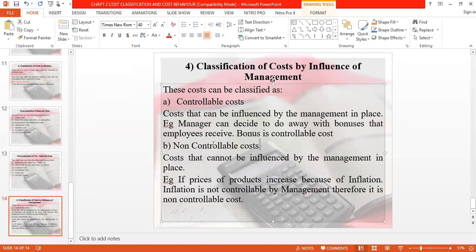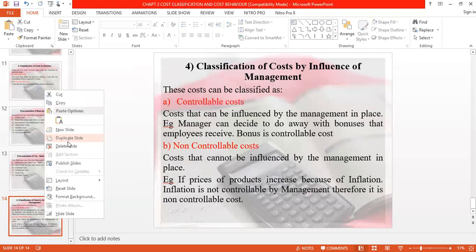So you need to know which costs are controllable. Before you sack a manager, maybe the business is not doing well, you should only blame the manager if the costs were controllable. But if you find that costs went up and the cause of the increment in costs is not within the influence of the manager, in that case, we will say it is an example of non-controllable costs, and you should therefore not sack the manager. That is classification of costs by influence of management.